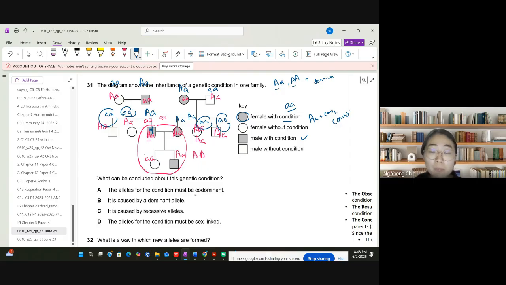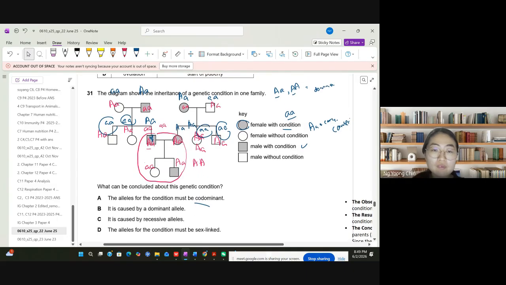Because what is meant by codominance? Codominant refers to both alleles, which is one big A, one small a, being expressed in the phenotype. So what's the answer? Is it B or C? Which one? B. Yes, it's B, correct. It's caused by the dominant allele.